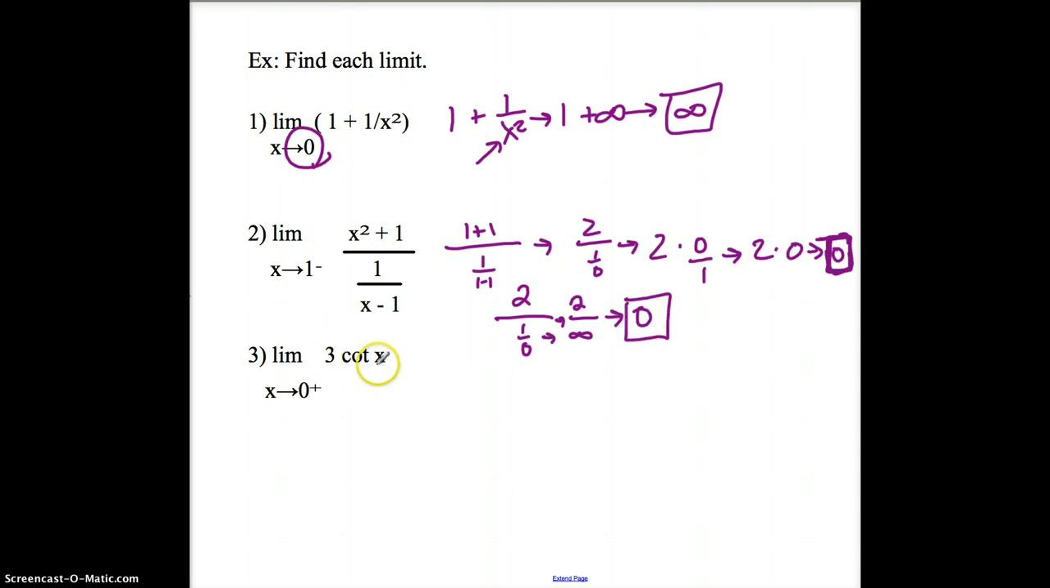Now 3 times cotangent of x. Cotangent of 0, if we do direct substitution, let's think about what that means. Cotangent is cosine over sine. Oops, I did direct substitution there before I wanted to.